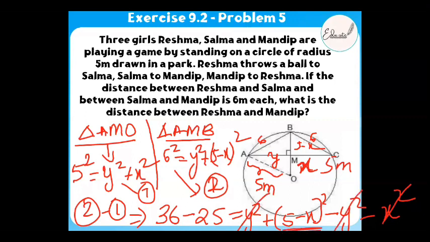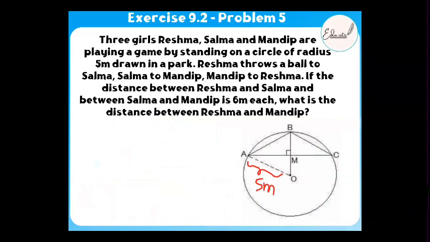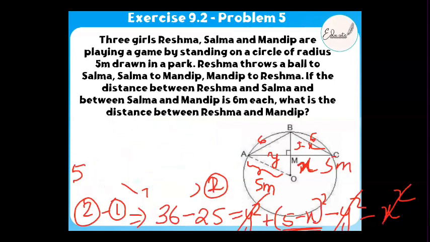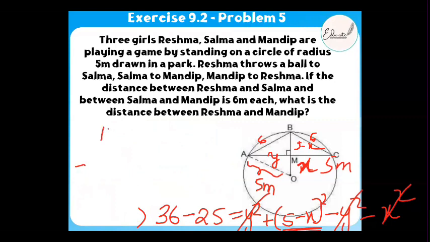And when this 5 minus x whole square is expanded, what does it become, beta? Have you understood till here? Yes, so this much is understood. Very good. So 36 minus 25 is 11, is equal to 5 minus x whole square. It is 25 minus 2 into a into b. 2 into 5 is 10, 10x. Very good. Minus 10x plus x square.